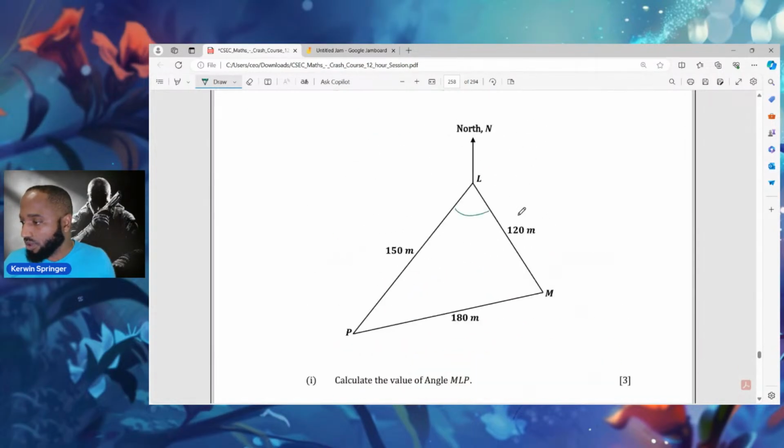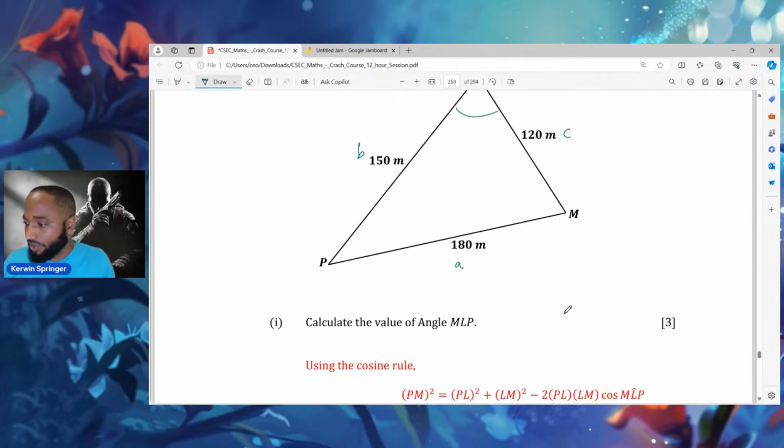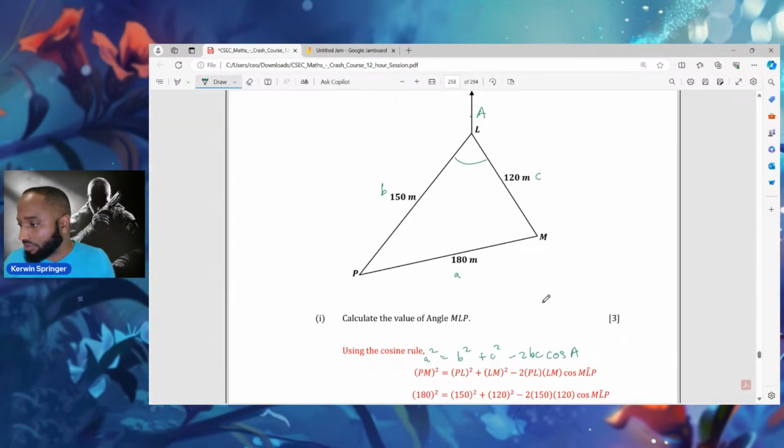The cosine rule. What I like to do with the cosine rule is call the things that I want according to the general name, the ABC letters that we all know and love. So this is A, B, C, A. So the formula is A squared is equal to B squared plus C squared minus 2BC cos A. It's in your formula sheet at the start of the paper. So look at this, ladies and gents. A squared is the 180. You see now? Capital A is what we're trying to find.